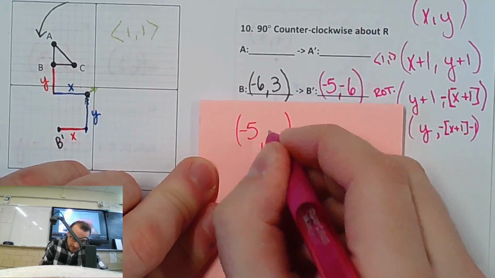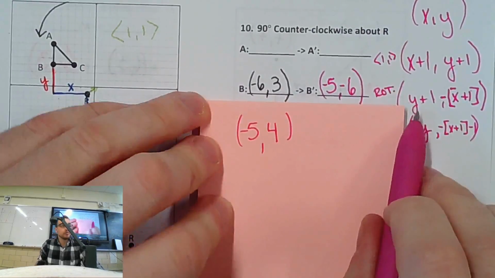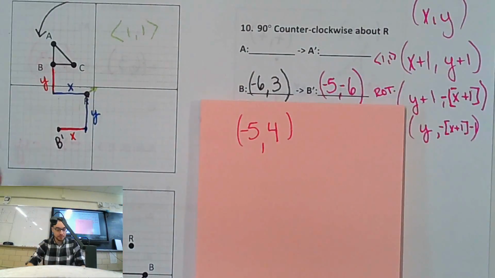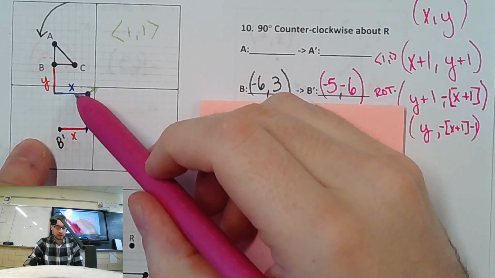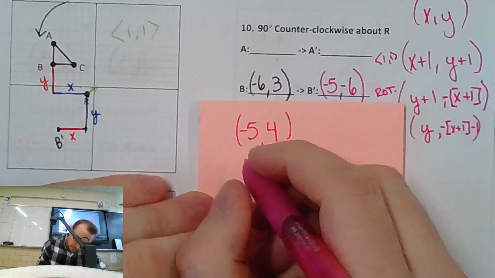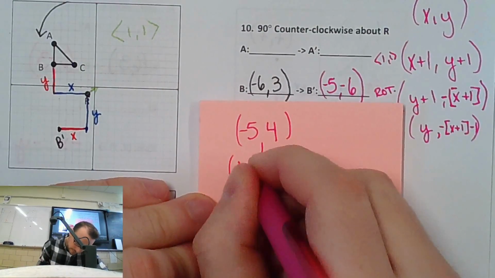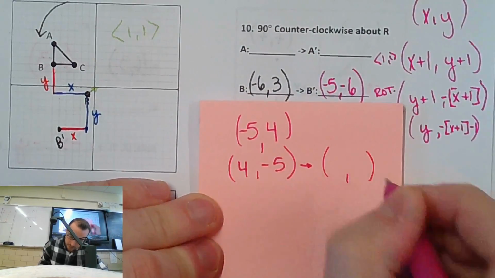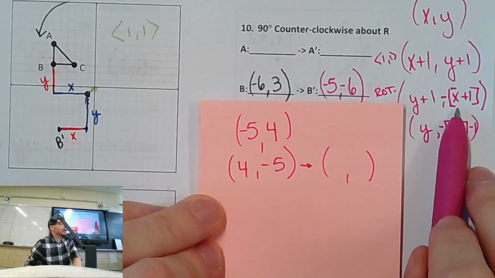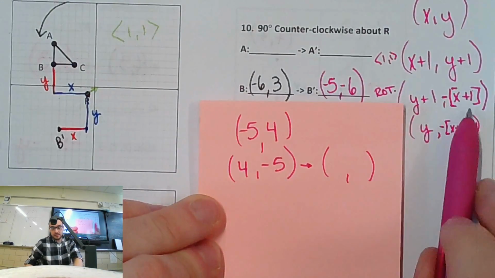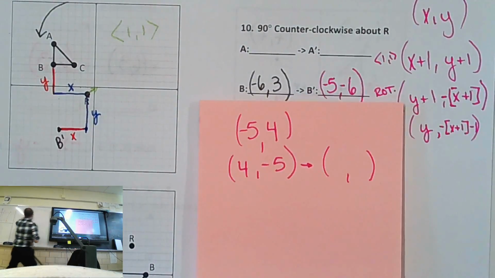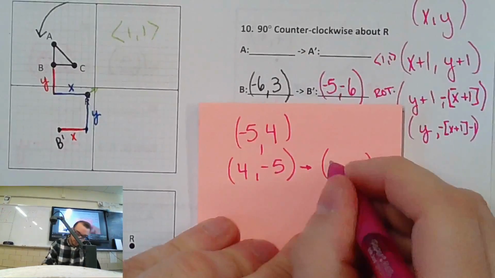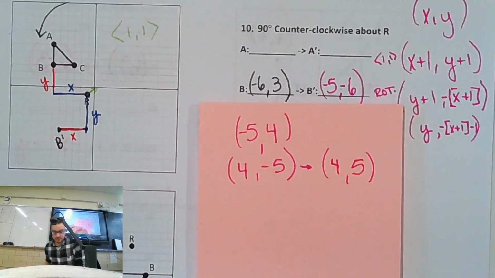Negative 5, 4. Then we rotate. Remember our rotation, we switch the x and the y's because what was x now becomes y, right? What was horizontal now becomes vertical. So we flip them. And then we did one extra step. We negated this guy, right? We negated the right side. And the reason we do that is because we change this side when we rotate in this direction. We cool with that? So we get (4, positive 5).